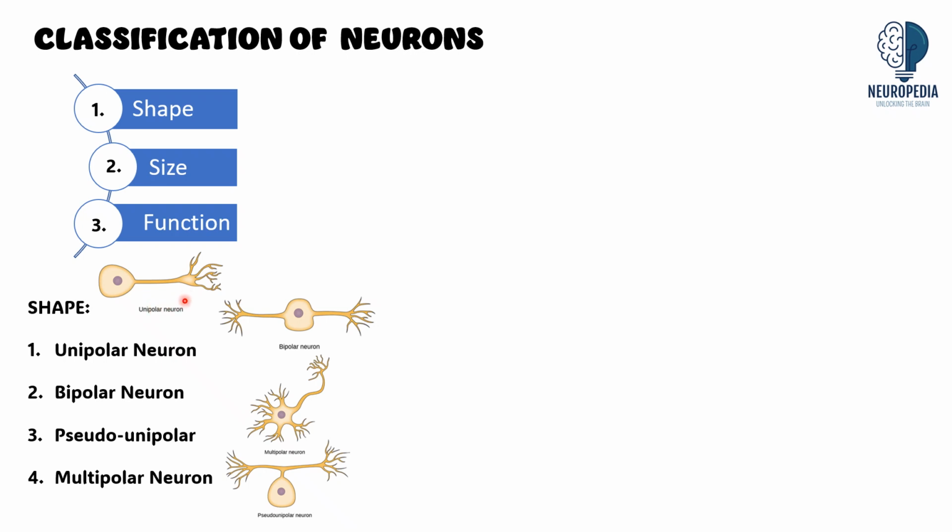So, here as you can see in this picture, the unipolar neuron has only one nerve process that is extending from the soma, that means the cell body, and it extends into dendrites here. So that means we can say it has only one projection.